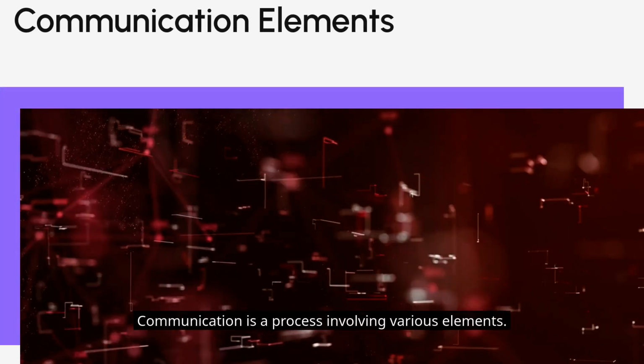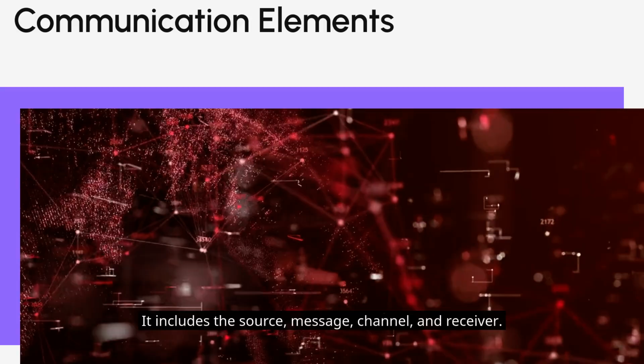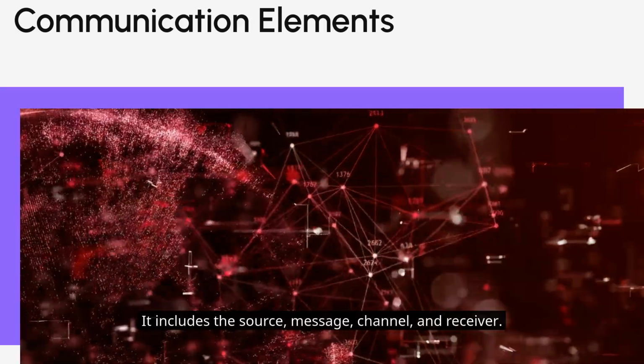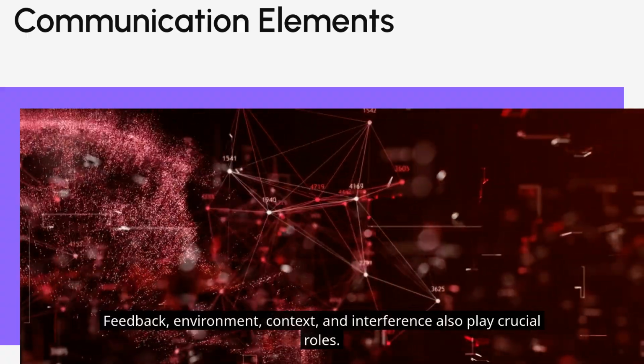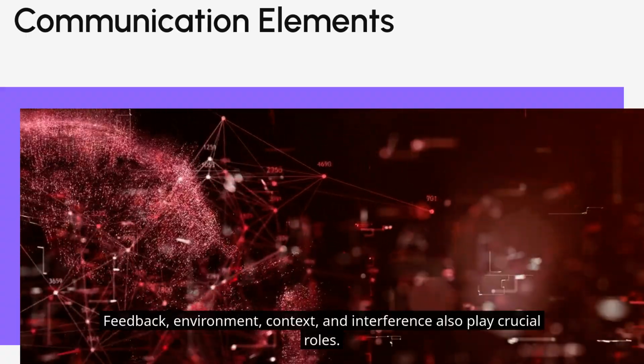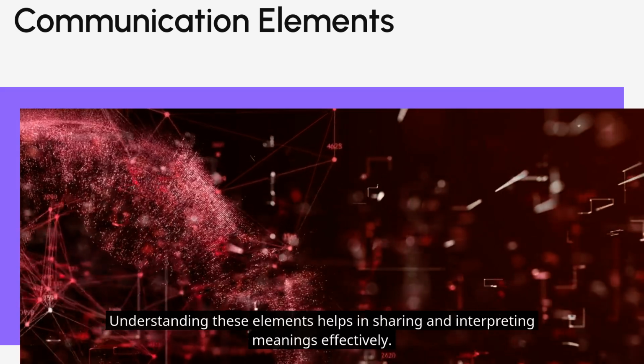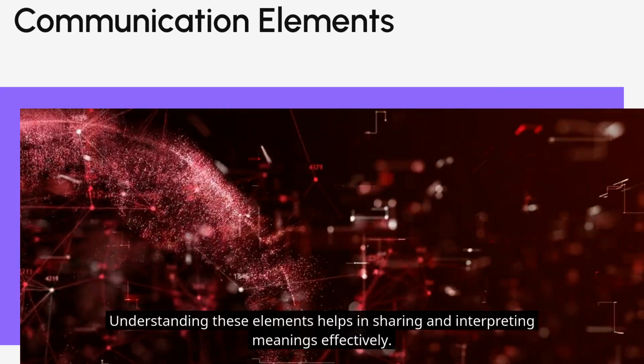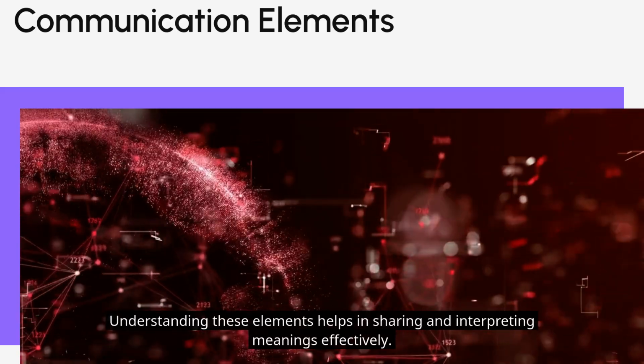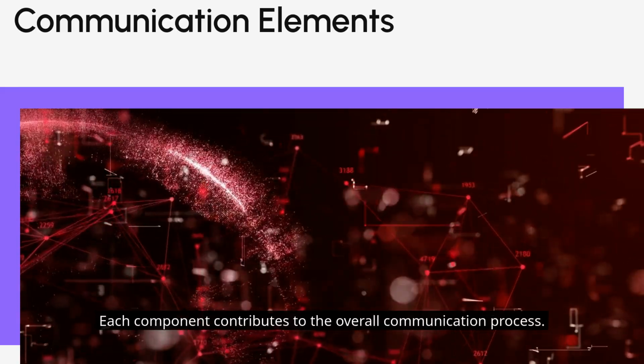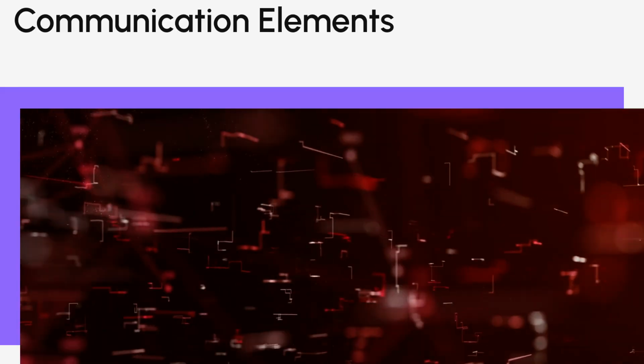Communication is a process involving various elements. It includes the source, message, channel, and receiver. Feedback, environment, context, and interference also play crucial roles. Understanding these elements helps in sharing and interpreting meanings effectively. Each component contributes to the overall communication process.